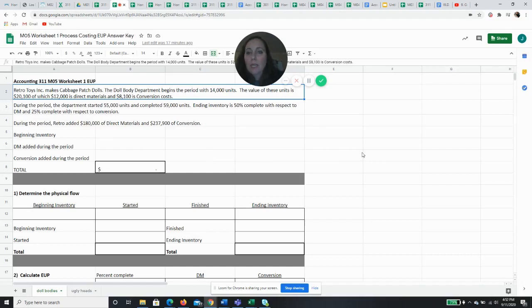We're going to have two departments we look at. I'm going to walk through the doll body department with you, and then those will get transferred into the ugly head department. And that one I would like you to try on your own. But I will do a second video for that for those of you who either aren't quite ready to do it on your own or just want to go back and forth.